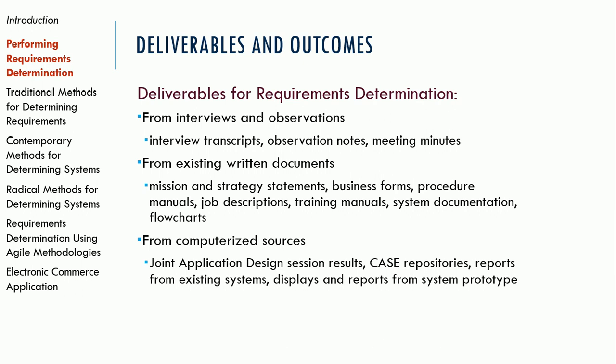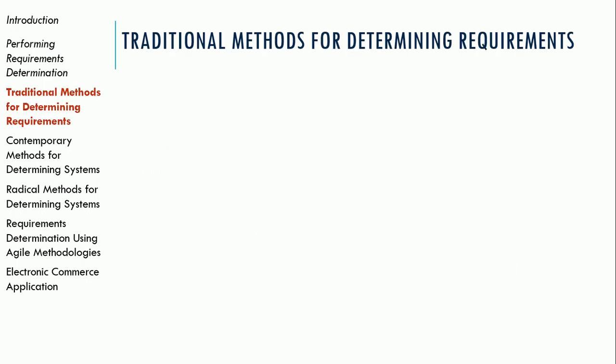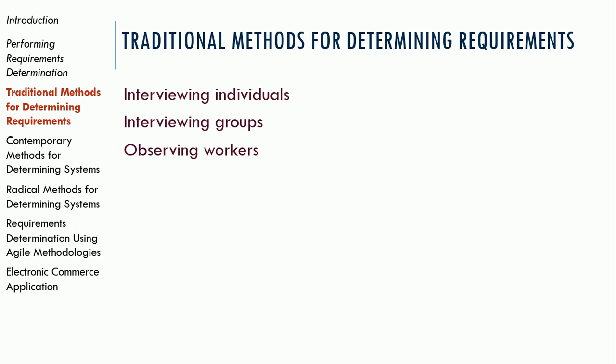All of these things we're going to gather together. And these are basically the traditional methods for gathering information about solving the problem or analyzing the problem. So there are really three primary methods to do requirements gathering, three traditional methods. There's interviewing individuals, interviewing groups, observing workers, and studying business documents.